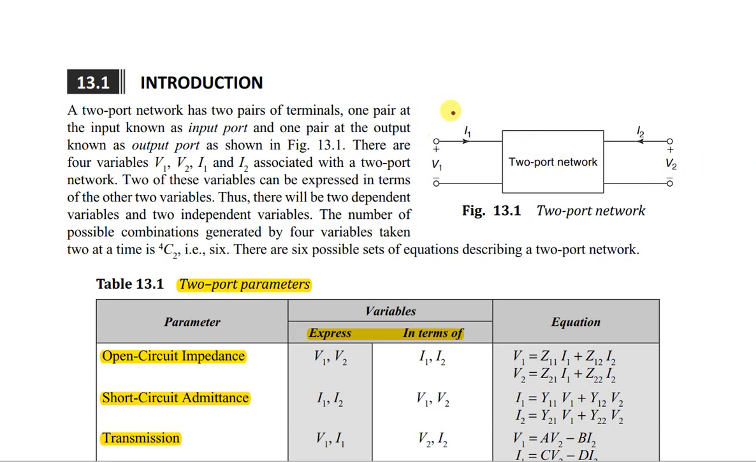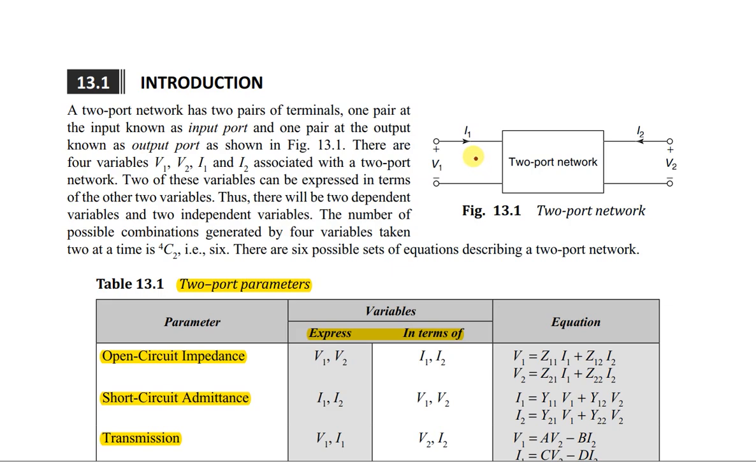Single port means it will have only one port on the left side. So a two-port network has two pairs of terminals. This is input and this is output, and you can see four variables are there. On the input side we have input voltage V1 and input current I1. V1 and I1 are the input variables. Similarly, at the output side we have output voltage V2 and output current I2.